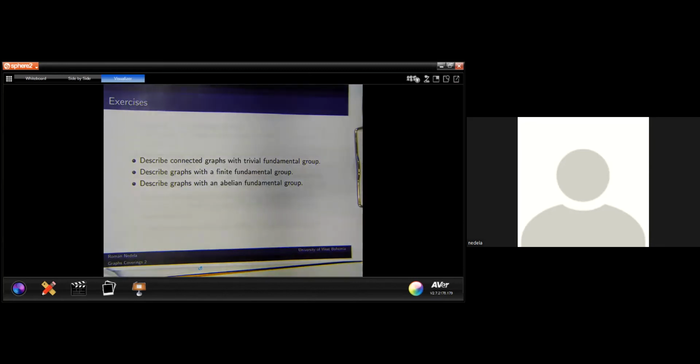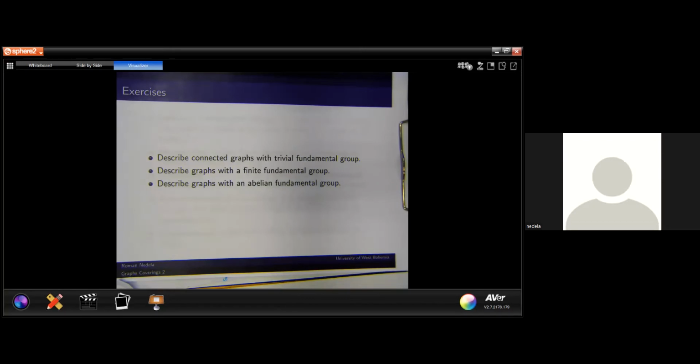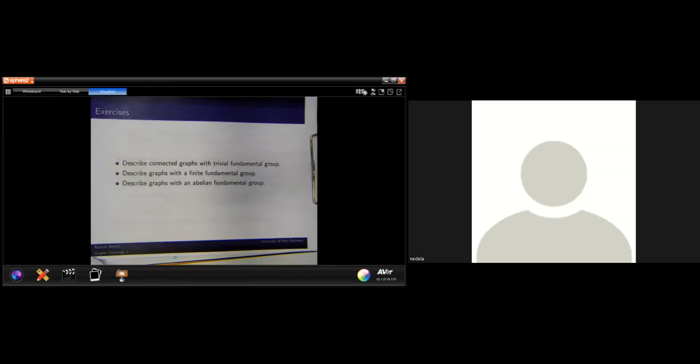There were some questions. For instance, how do connected graphs with trivial groups look like? Well, these are precisely the trees, because if the group is trivial, then the graph must be simply connected, but this, in this particular case, means that there are no cycles and no semi-edges, and such connected graphs are exactly trees. How about graphs with finite fundamental group or abelian fundamental group?